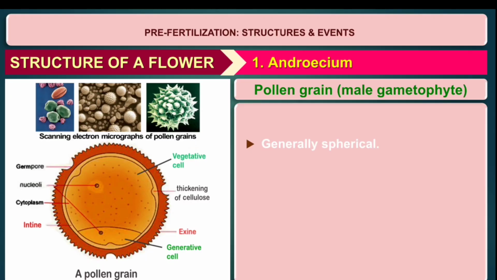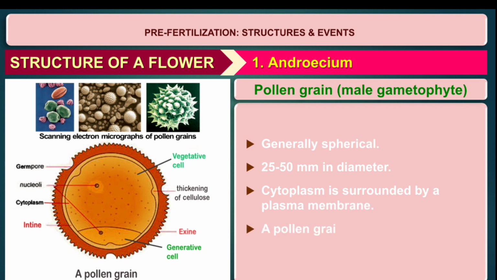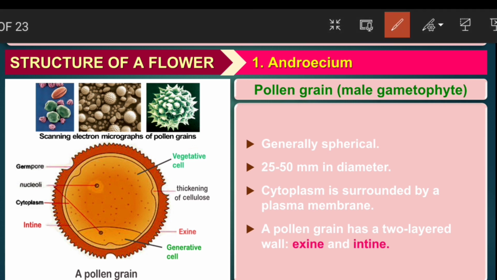Let's learn the structure of the pollen grain. Pollen grains are spherical in nature, and are 25 to 50 micrometers in diameter. The cytoplasm is surrounded by the plasma membrane. Here you can see the cytoplasm surrounded by the plasma membrane, and the pollen grain has two layers: the outer layer, which we call the exine, and the inner layer, which we call the intine.